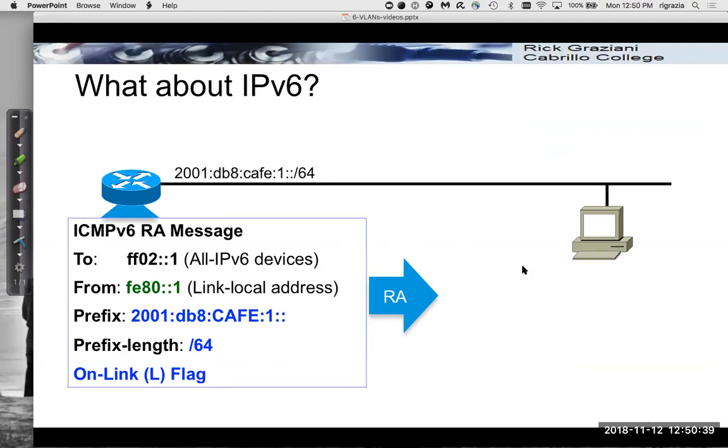Okay, just a note about IPv6, because IPv6 works a little differently. The way a host determines what network it belongs to is that it receives an ICMPv6 router advertisement message from the router. In this router advertisement message is the prefix and prefix length, and also something known as the on-link or L flag. When the L flag is set for this prefix, which it is by default, the host knows this is the prefix I belong to, the network I belong to. A little bit different than IPv4.